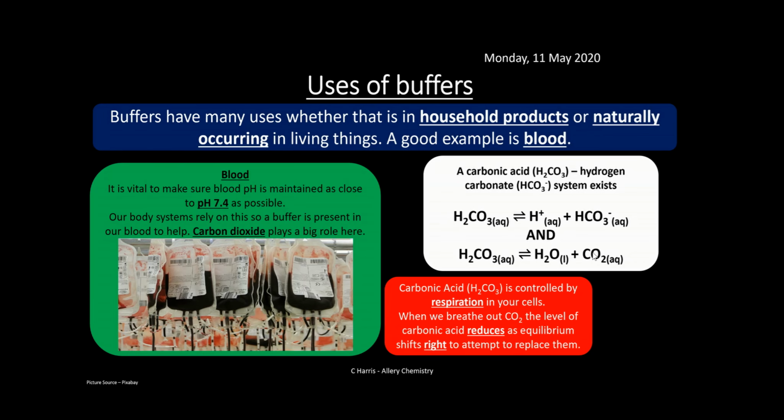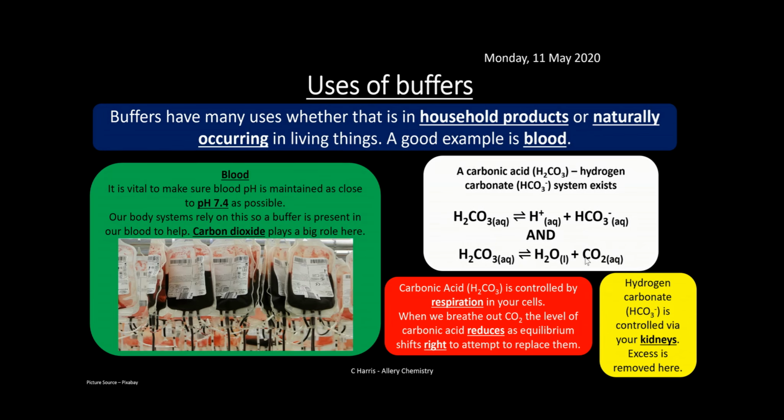And carbonic acid is controlled by respiration in your cells. So when you breathe out carbon dioxide, the level of carbonic acid reduces as equilibrium shifts right to attempt to replace them. I'm sure you know what breathing out is. So when you breathe out, carbon dioxide is expelled from your lungs, and therefore equilibrium will shift to replace those carbon dioxide molecules. So effectively, it's the H2CO3 which will shift to replace them, so the amount of carbonic acid decreases.